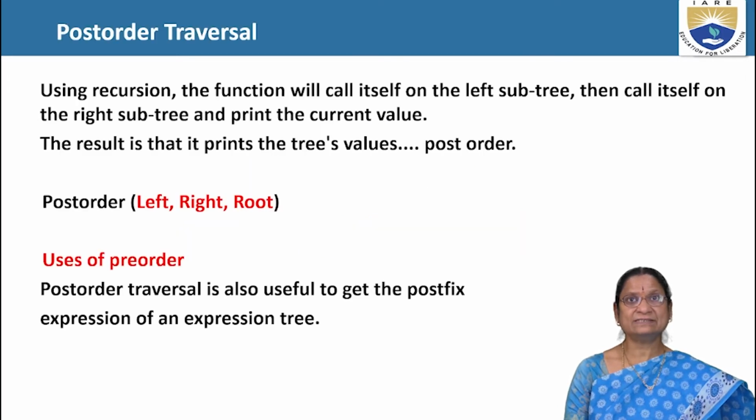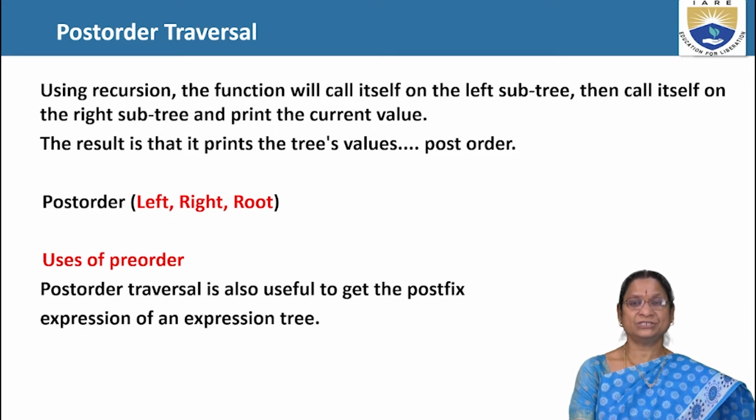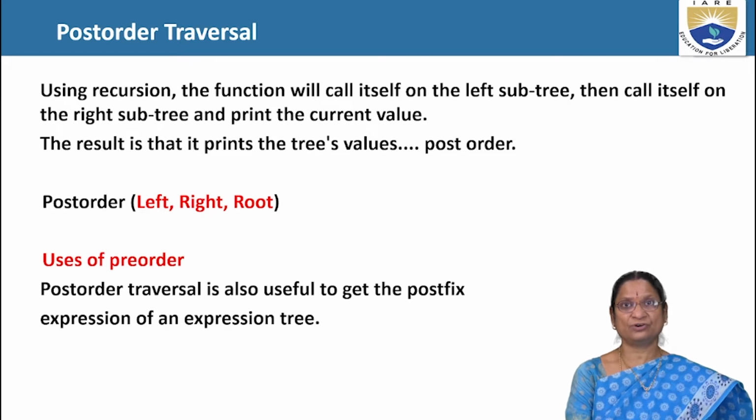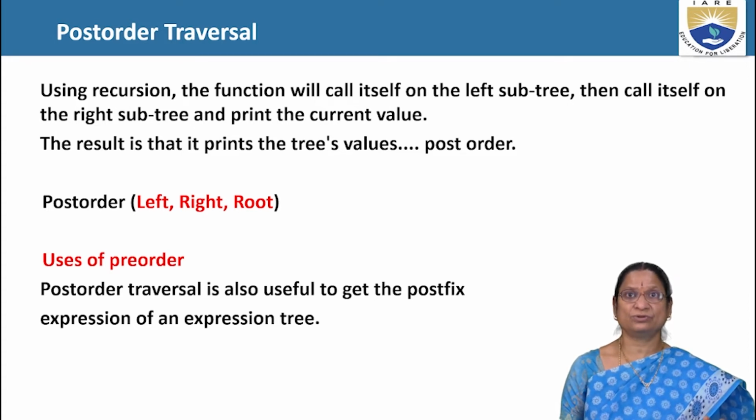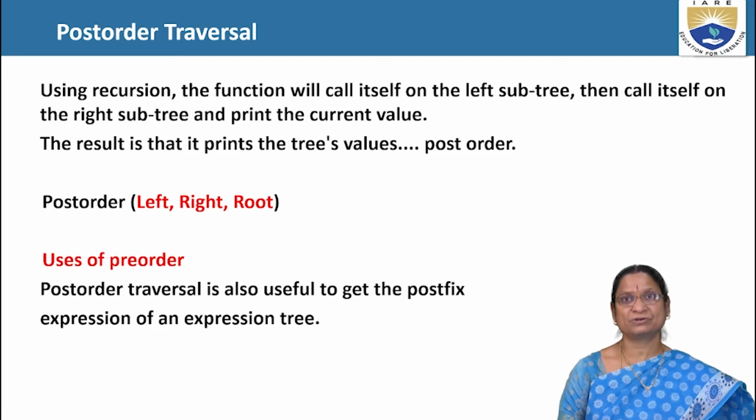So similarly, we'll consider the post-order. In post-order, again, recursion can be used, calling the procedure on the subtree. Each subtree must again be processed in post-order only, no? So the recursive procedure can be used. Left, right, post means after that, root. So first left must be processed, then right must be processed, then the root has to be processed.